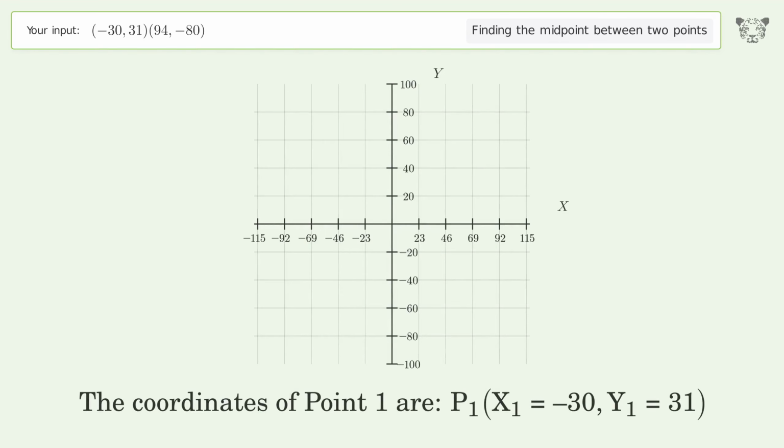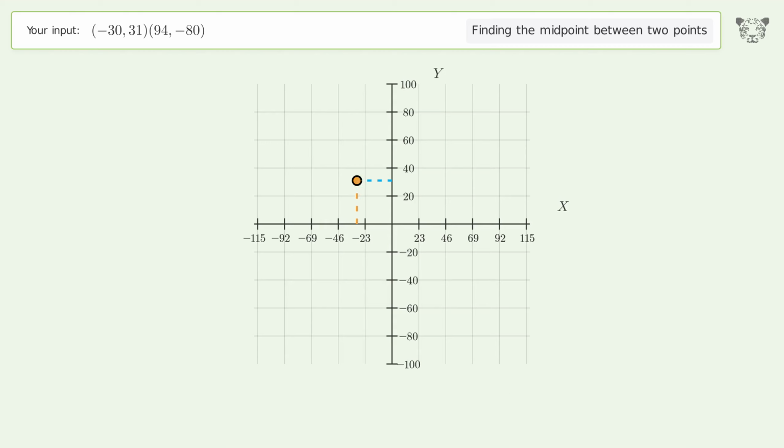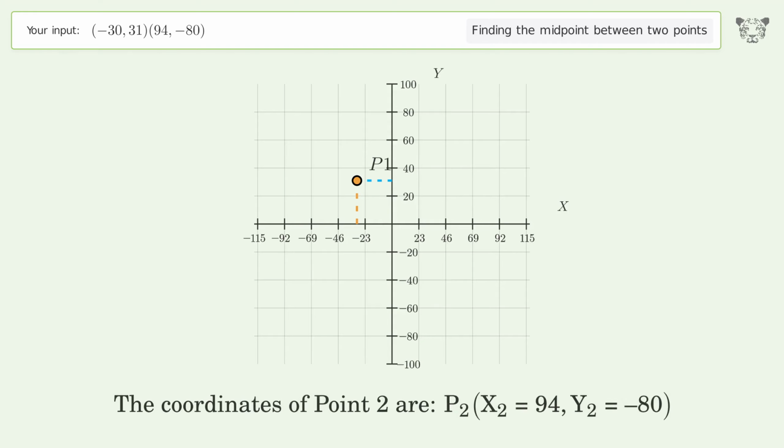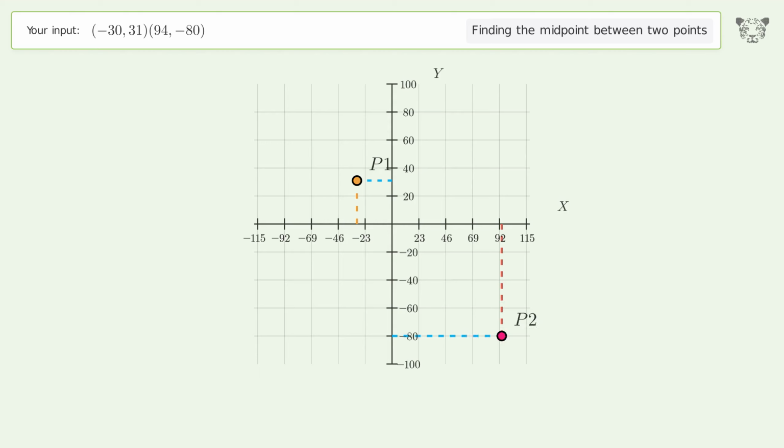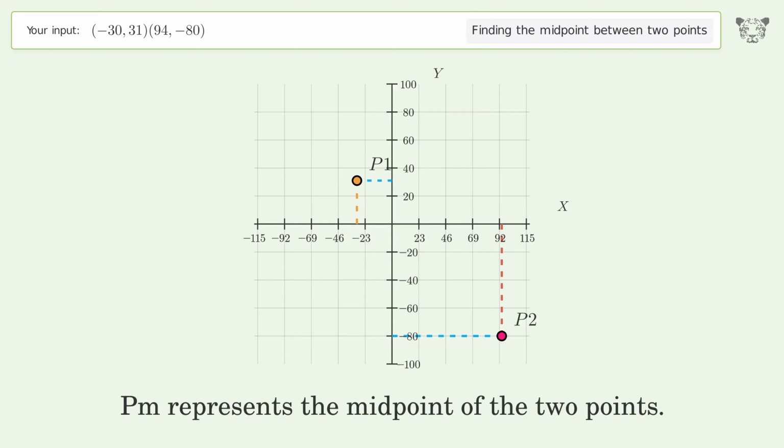The coordinates of point 1 are, x1 equals negative 30, y1 equals 31. The coordinates of point 2 are, x2 equals 94, y2 equals negative 80. PM represents the midpoint of the 2 points.